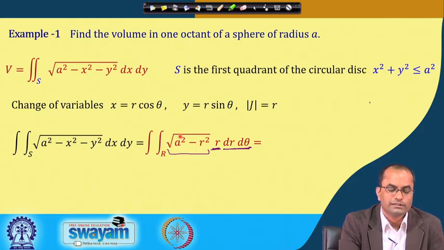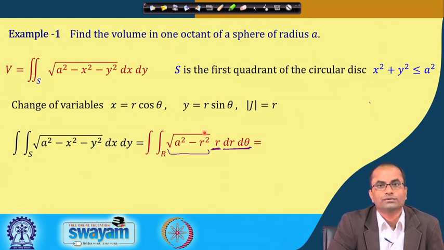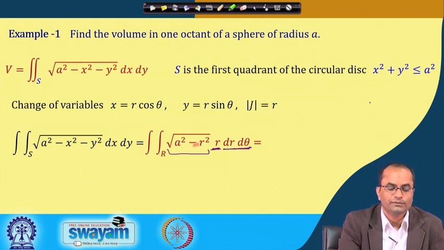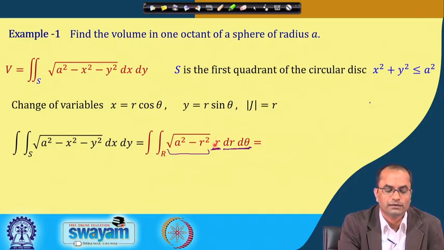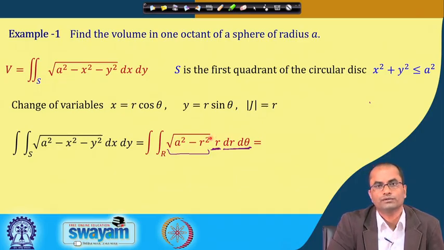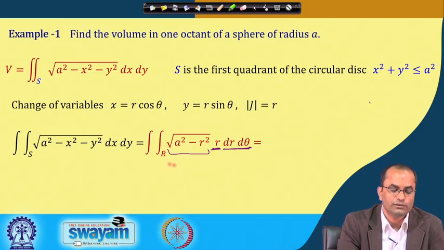Now, the evaluation is much simpler because this r is sitting here, which if we substitute a square minus r square by some new variable t, then we will get precisely this r dr we can convert. We can easily evaluate the inner one.